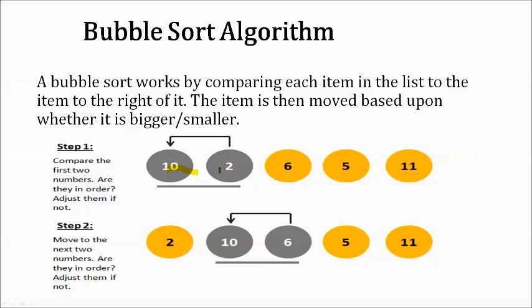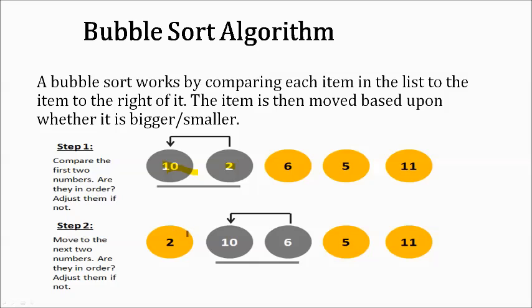Okay, so these are the first numbers, the 10 and the 2. So if we're going to compare, is this sorted? Of course not. Why? Because 10 is greater than 2. So step 2, since this is not sorted, we have to interchange or swap the values. So 2 will be exchanged with 10.